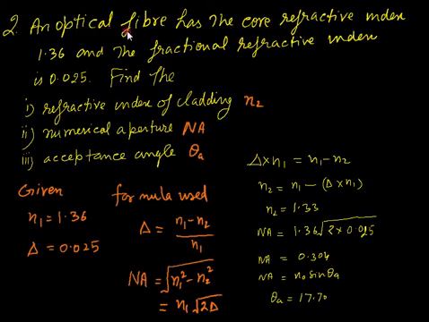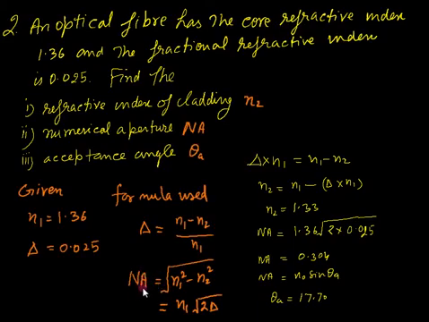In the second question, an optical fiber has core refractive index 1.36 and the fractional refractive index is of the order of 0.025. You have to find out the refractive index of the cladding, that is N2, the numerical aperture NA, the acceptance angle theta A, and also the critical angle. So N1 is equal to 1.36, delta is equal to 0.025. These two parameters are given, and from that you have to calculate the numerical aperture, N2 and theta A.